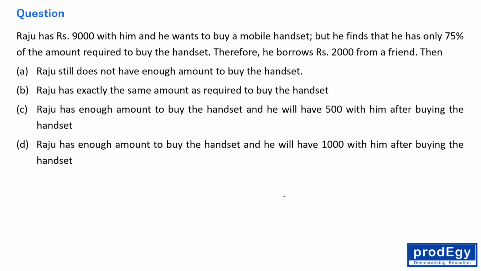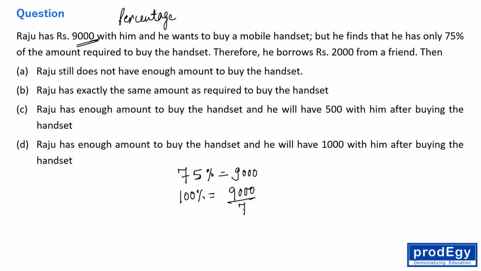Again, this question belongs to the percentage topic. Almost a similar question based on the previous one, right? Question says, Raju has 9,000 rupees with him and he wants to buy a mobile handset, but he finds that he has only 75% of the amount required to buy the handset. So 75% is equal to 9,000. When 75% is equal to 9,000, then what is 100%? So 9,000 divided by 75 into 100.